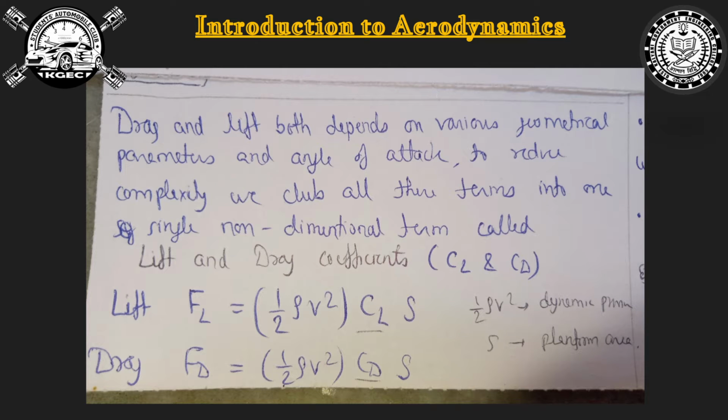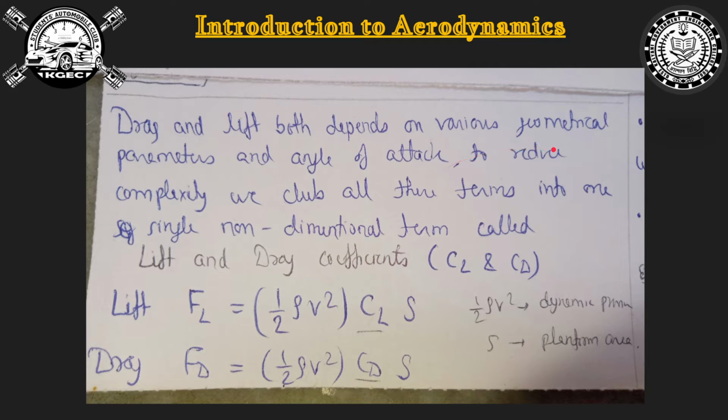Okay, so welcome back. Let us talk a little more about this lift and drag force, which we talked about previously. Both lift and drag force depend on various geometrical parameters and angles. As you have seen in the wing geometry, there are many things, such as the camber of the airfoil or the aspect ratio of the airfoil. Many geometrical parameters influence the lift and drag force, and the angle of attack is also there.